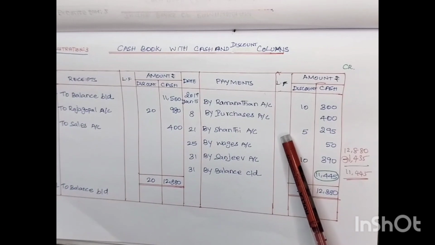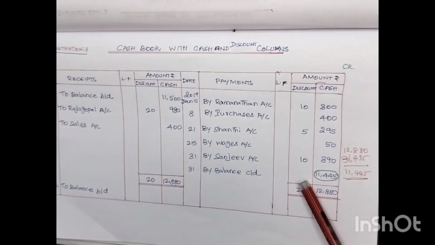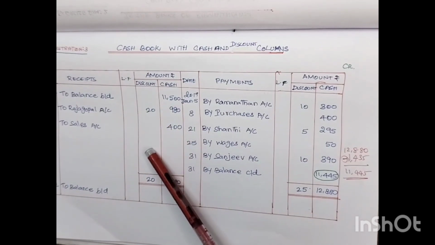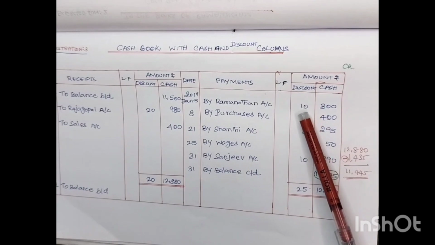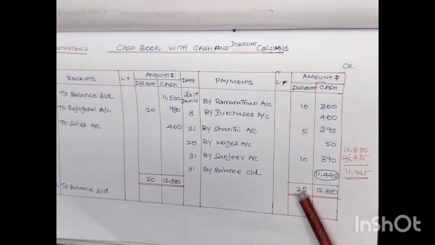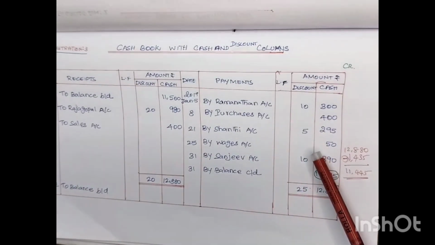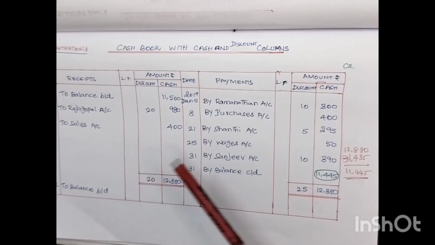Now we are going to find the totals. First you have to find the discount column total. The discount allowed column, debit side total, is 20 rupees. You do not need to balance the discount column; you find the total separately. Then the discount received column total is 25 rupees. The discount columns need not be balanced. Just find the total of the discount column on both sides.